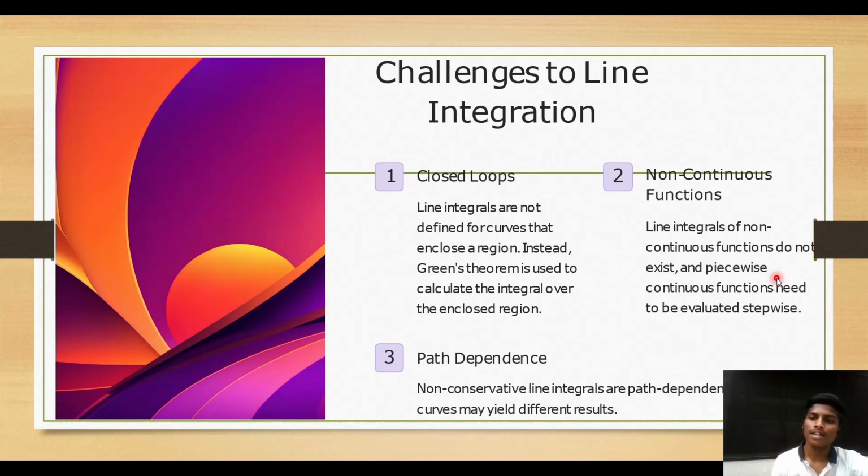Non-continuous functions. Line integrals of non-continuous functions do not exist, and these piecewise continuous functions need to be evaluated stepwise. Path dependence. Non-conservative line integrals are path dependent, and different curves may yield different results. So this is mainly on path. This is path dependent.